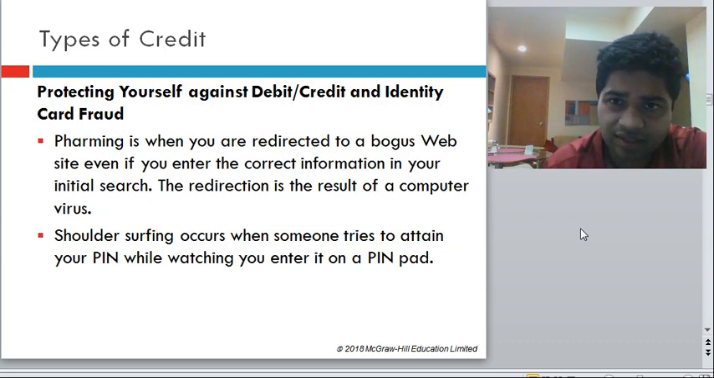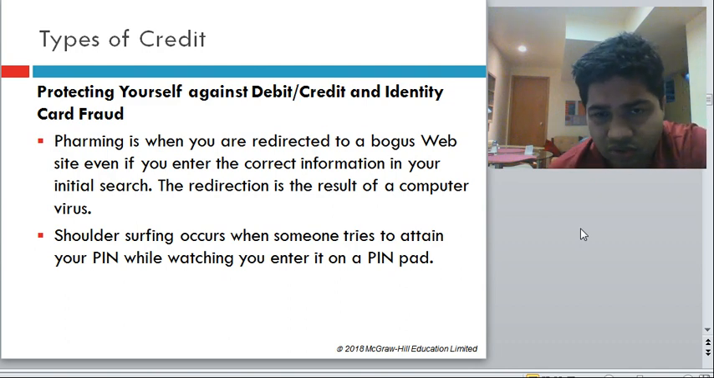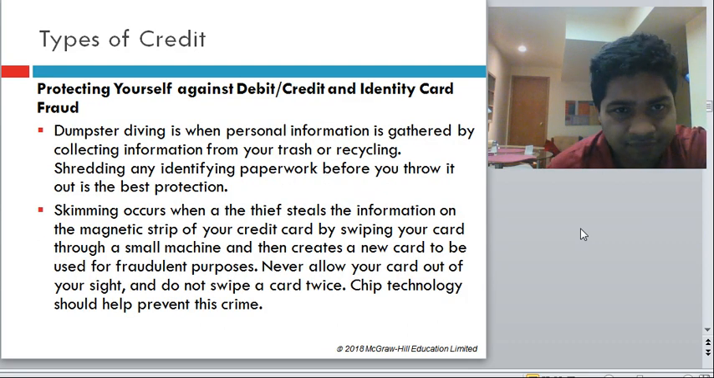Pharming is when you are redirected to bogus websites even if you enter the correct information in the initial search. It's because of a computer virus, so make sure good antivirus software is installed on your computer. Shoulder surfing occurs when someone sees your PIN over your shoulder. Dumpster diving is when personal information is gathered by looking at your trash. Skimming occurs when a thief steals information on the magnetic strip of your credit card by swiping it through a small machine.